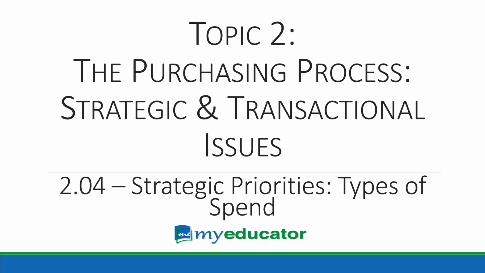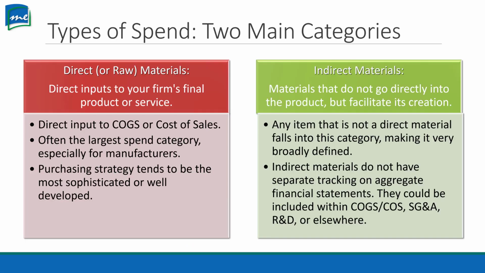So in topic 2, we're also going to talk about the types of spending. There's really two main types of spend, and we'll break these down a little bit. There's direct and indirect. Pretty straightforward here. So direct is direct inputs to your firm's final product or service. So these would be direct inputs to your cost of goods sold or cost of sales.